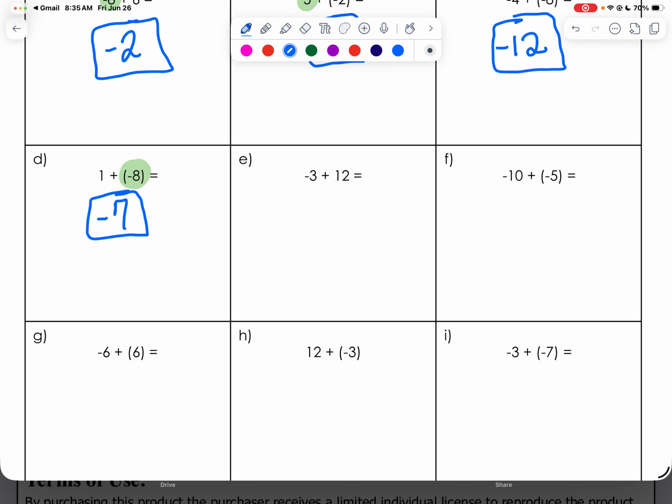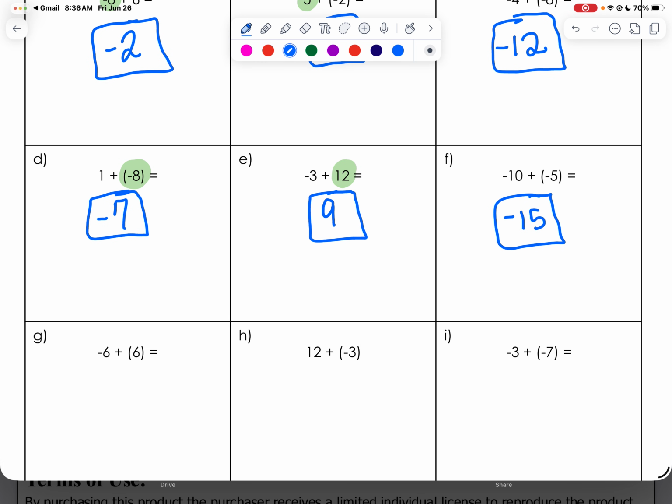The signs are different, so we subtract. 12 minus 3 is 9. Then the number with the larger absolute value is positive, so my answer is positive. Problem F, negative 10 plus negative 5. When the signs are the same, you add, and you take the sign of the problem, so negative 15.